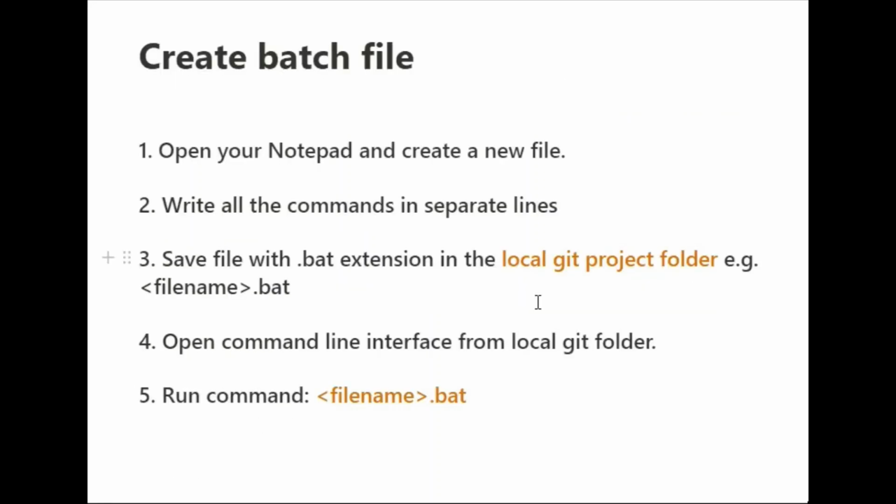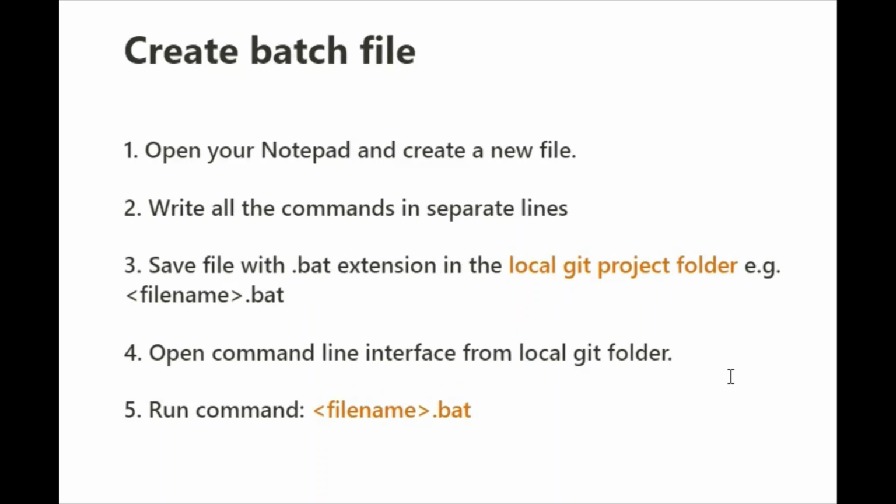All these git commands we are going to perform with a single click using a batch file. So for that we need to create a batch file. The first step: you have to open Notepad and create a new file. You have to write all the commands that I have already shown you in the last slide on separate lines. Then you have to save the file with the extension .bat, which is the extension for a batch file, and move that file to the local git project folder, where the project is located. Then you have to open the command line, move to the local git folder, and then run the batch file. So that's it. These are the 5 simple steps using which you can create a batch file and perform all the git commands in a single click.